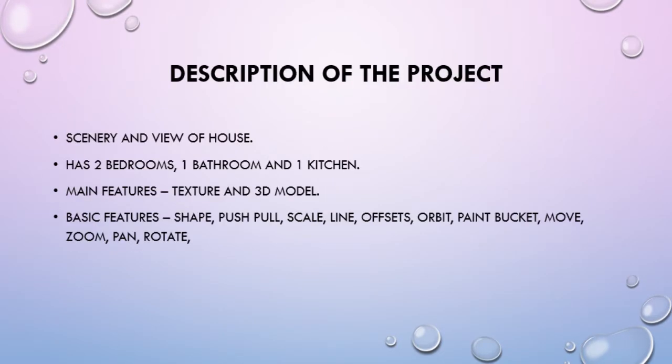My project is about the scenery or view of a house. This house has 2 bedrooms, 1 bathroom and 1 kitchen. The main features that I used in my project are texture and 3D model. As for basic features, I used shape, push-pull, scale, line, offset, orbit, paint bucket, move, zoom, pan and rotate.